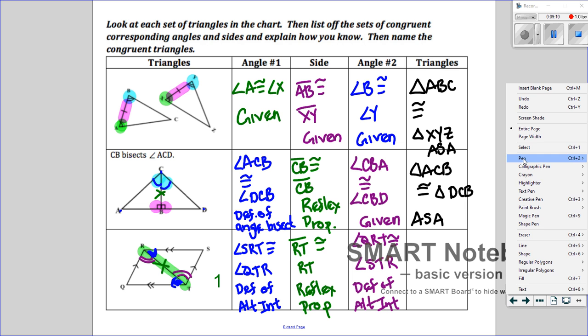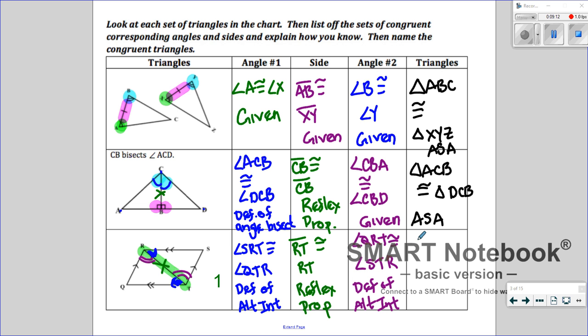Now you can prove that the two triangles are congruent to each other. So triangle QRT is congruent to triangle STR. And it's because of angle side angle. You'll see the purple angle, the green side, and the blue angle. Okay, so that's all about angle side angle.